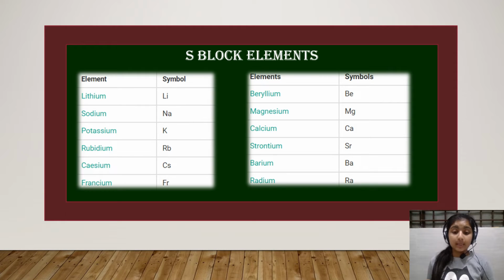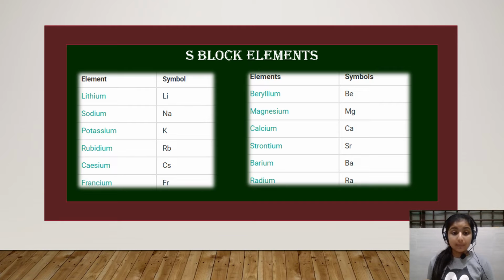Beginning with the second group elements, their symbols are the first two letters of the element's name, that is Be, first and third Mg, first and second Ca, first and third Sr, first and second Ba, first and second Ra.